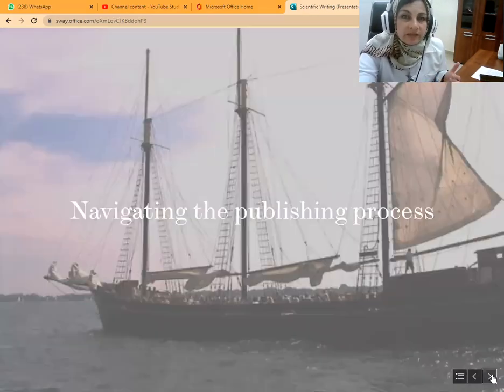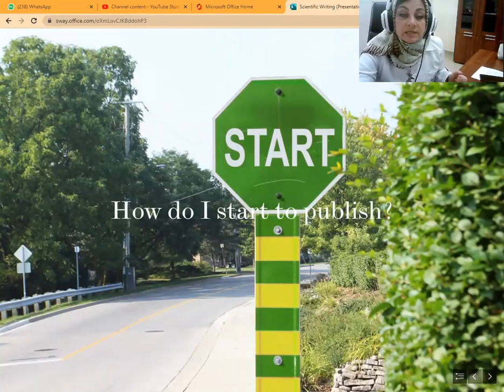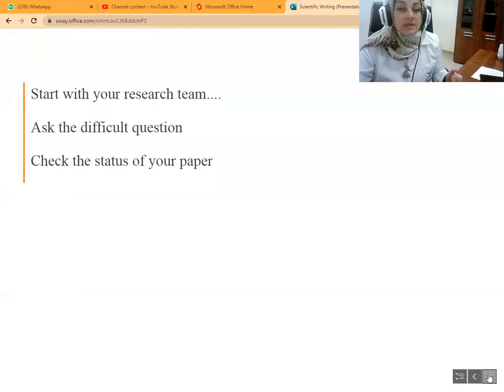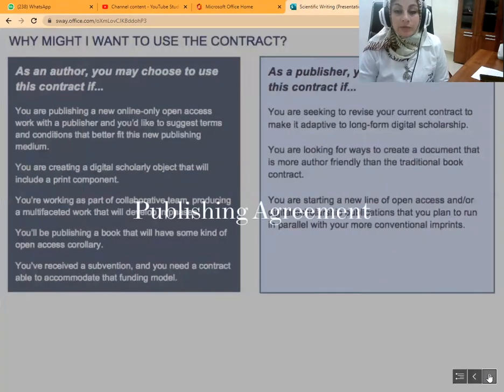So how do we navigate the publishing process? First, how do I start to publish? Sit with your fellows, your team, and ask them, where do we want to publish? Where do we put our names? That's the difficult question. And check the status of the paper every now and then after you have submitted.